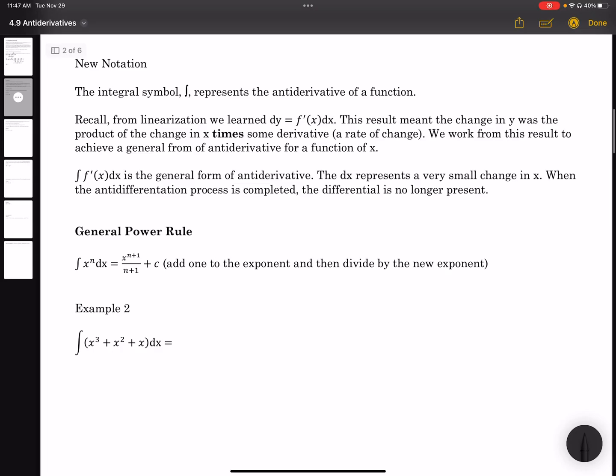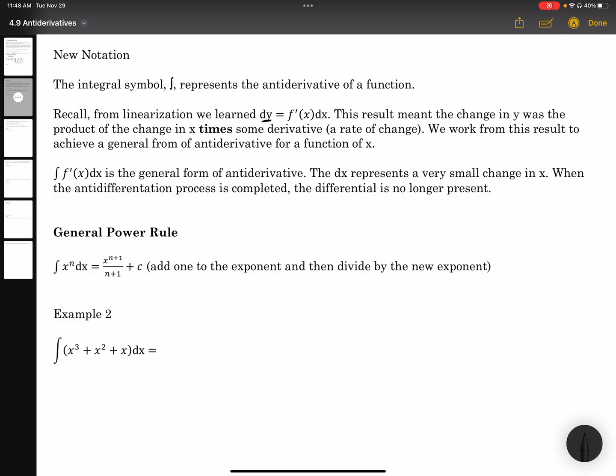So as I said, we have this new notation. We have this integral symbol. It represents the antiderivative of a function. And what we learned in linearization is that small changes in y can be predicted by the derivative of some function times the small changes in x.